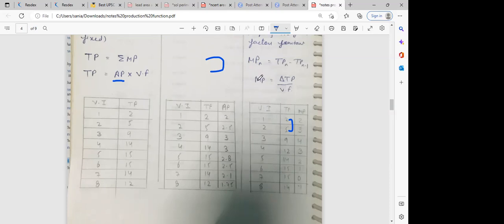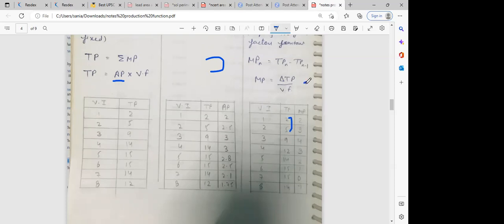Or you have some other formula. As I told you, this triangle is delta. This means change in TP, divided by change in the variable factor. So over here, what is the change in TP? From 2 to 5, how much is the change? Yes, ma'am, 3. Girls, you are getting it? Okay, so from 2 to 5, it is 3.